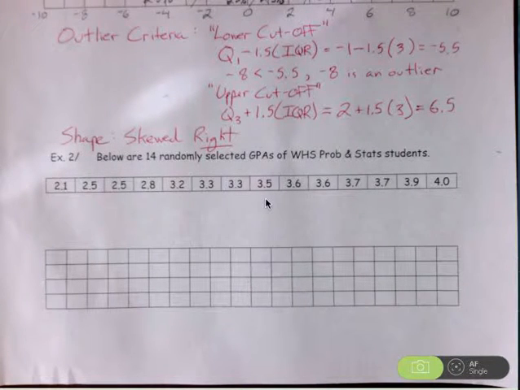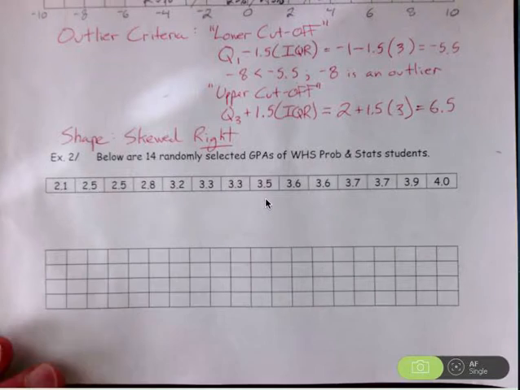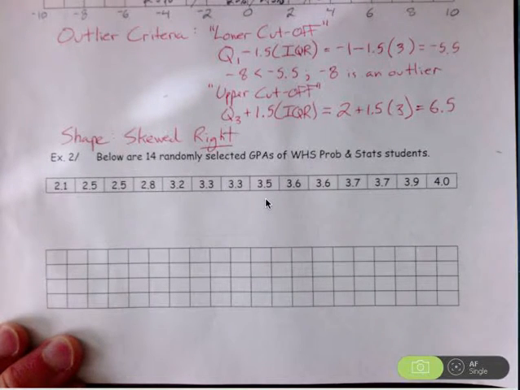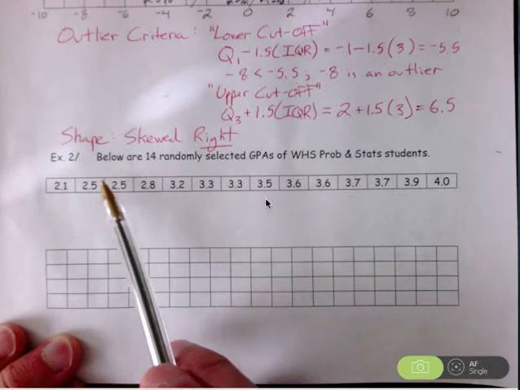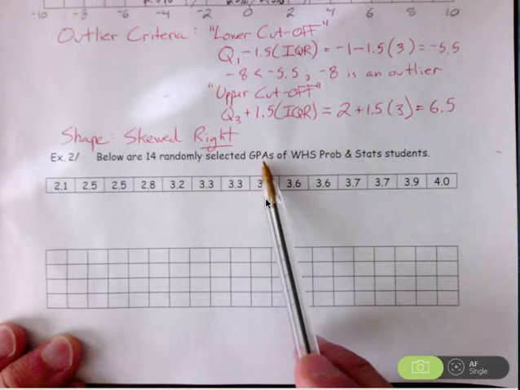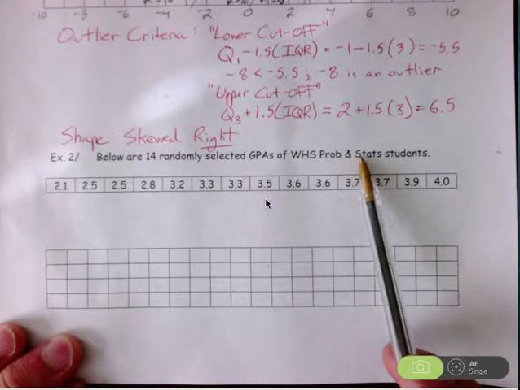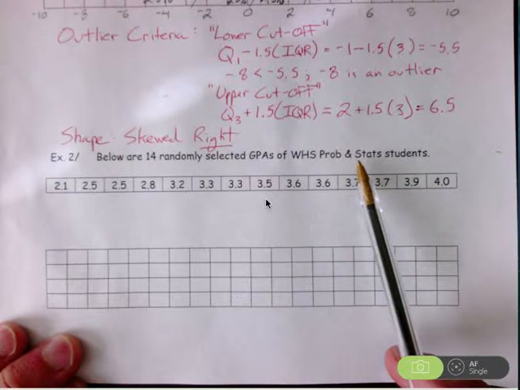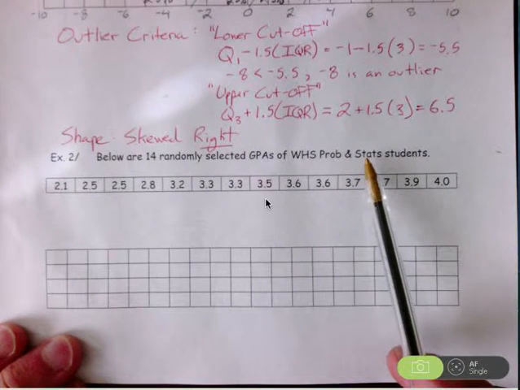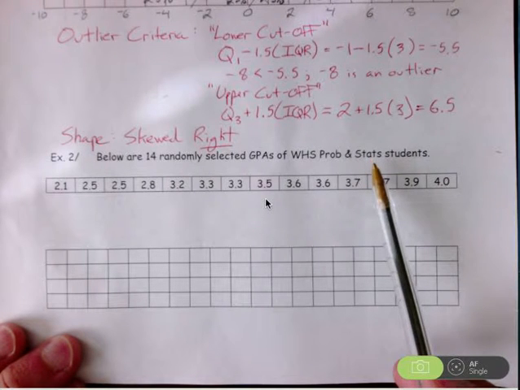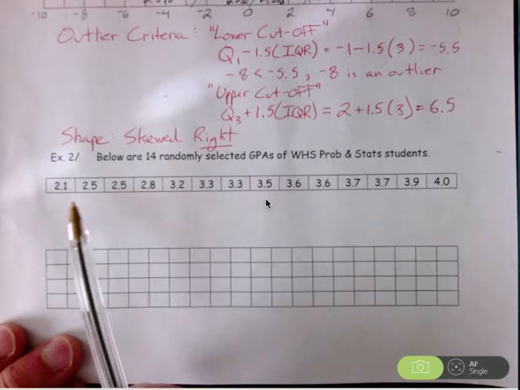Hi there. I made this next example in case you wanted to see me do another box and whisker plot. The shape of this graph is a little bit different, but the strategies are exactly the same. So below are 14 randomly selected GPAs of WHS Prob and Stats students. There are approximately 69 of you taking probability and statistics right now, so I actually went through and randomly selected 14 of you, and these are the GPAs.